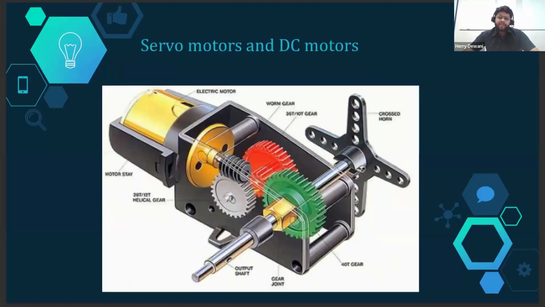Next are servo and DC motors. A servo motor is a rotary actuator that allows for precise control of angular position, velocity, and acceleration, while a DC motor is a type of electrical machine that converts electrical energy into mechanical energy for driving a mechanical load. DC motor is used to make the water pump.